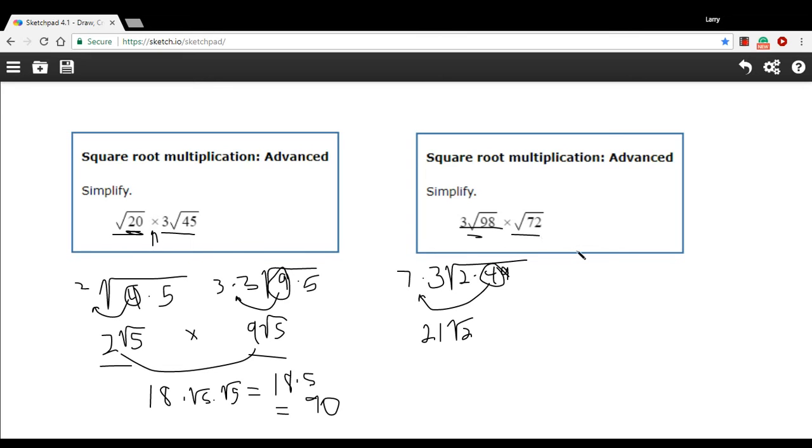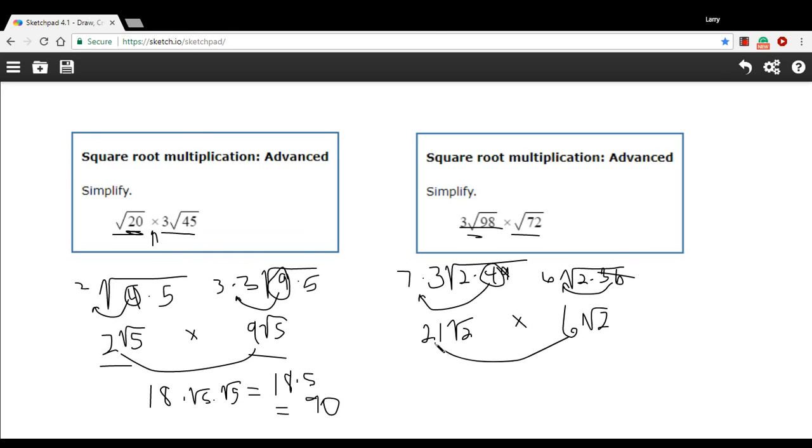Let's work on the square root of 72. So factoring this, okay, so this is 2 times 36, and 36 is a perfect square. So we can pull that out, and it becomes a 6 out here. So we get 6 times the square root of 2. And again, this was a multiplication problem to begin with, so we have 21 times the square root of 2 times 6 times the square root of 2.